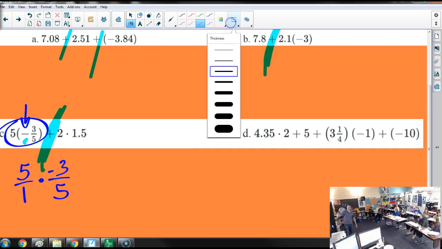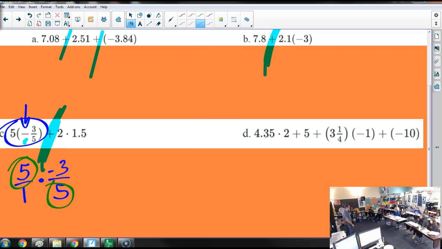What happens when we have a 5 on top and a 5 on bottom? What is 5 divided by 5? 1. So those reduce out to 1, and that becomes just negative 3. Then plus your 2 times 1.5, which, what's 2 times 1.5? 3. Oh, negative 3 and a positive 3? 0. The other reason we talk about identifying terms is it helps us follow the order of operations. Right? This term, we have something to do. This term, we have something to do.